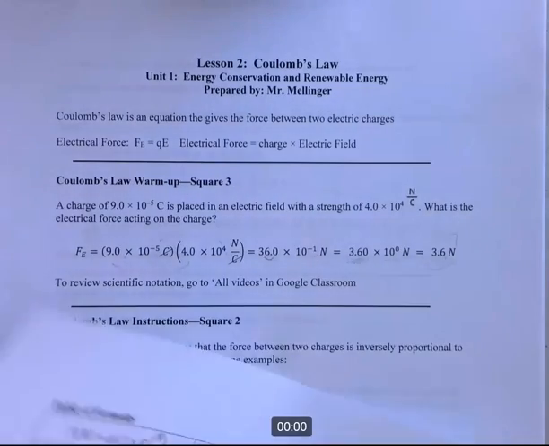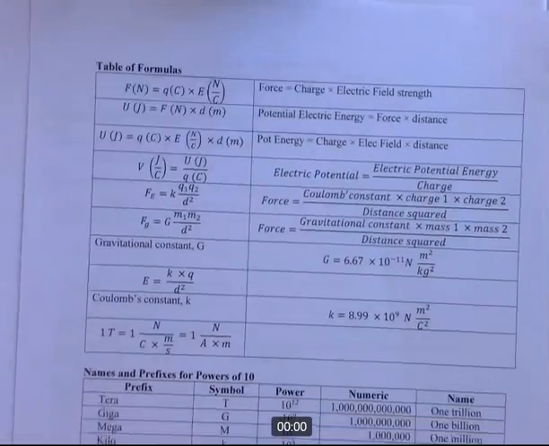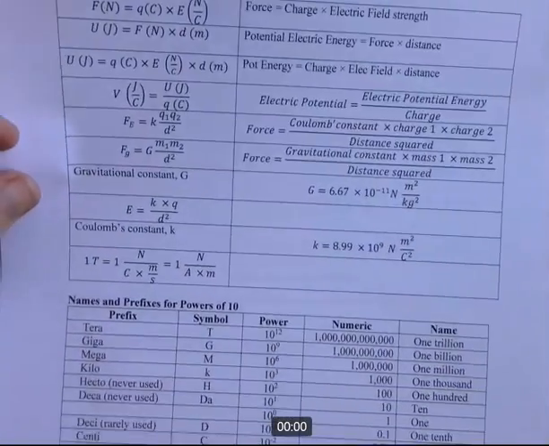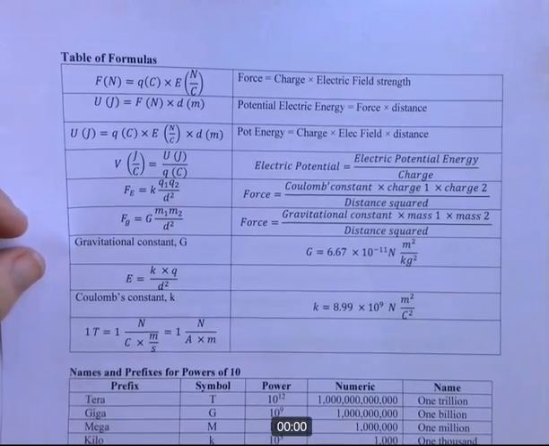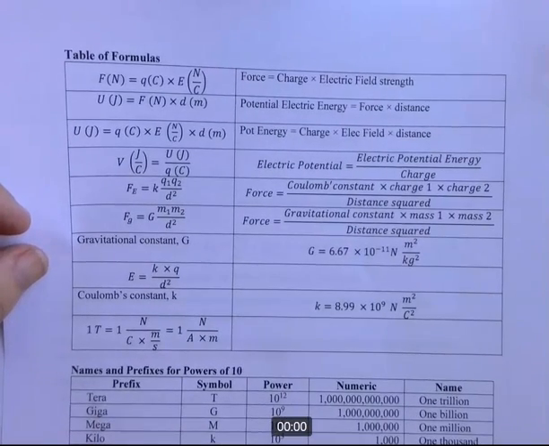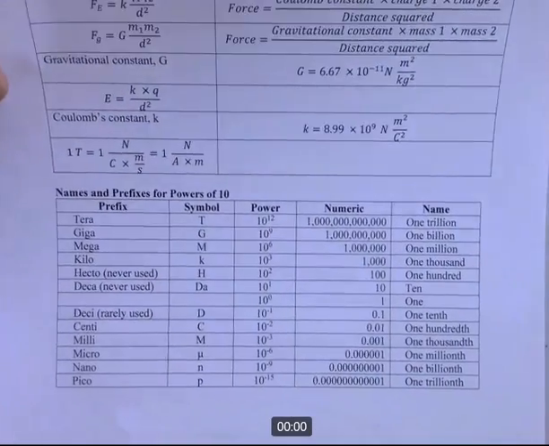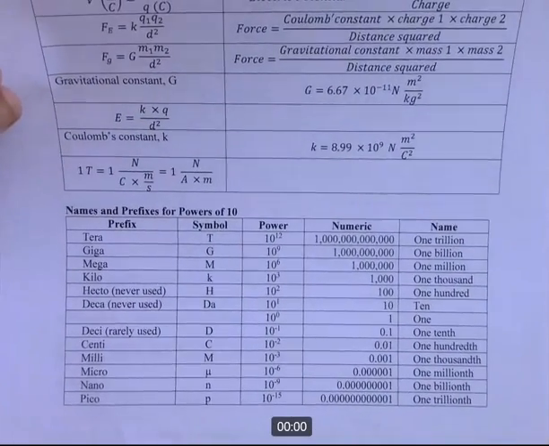All right, one other thing I'm going to show you that I did put in all the lessons in Google Classroom is a formula sheet. I think it's pretty complete. But it basically has the formulas you're going to need both for the previous lesson, electrostatics, and for this one in Coulomb's Law. Down below, by the way, is a table so you can understand some of the symbols that are used.